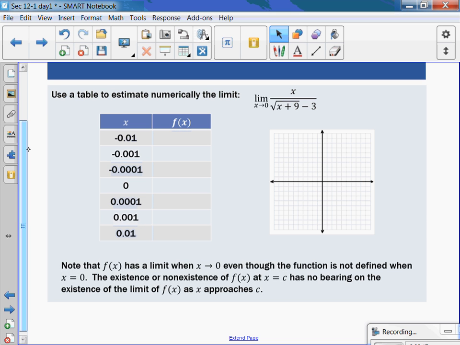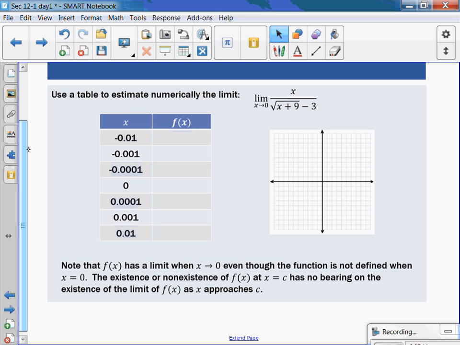0 over 0 is not 1. I'm dividing by 0, which is an undefined operation. When x equals 0, I'm going to have the square root of 9 minus 3 over 0. Folks, 0 over 0, do not ever put that down. It's not equal to 1. So, I'm going to have to go ahead and evaluate around it.